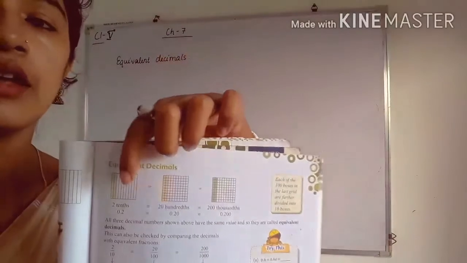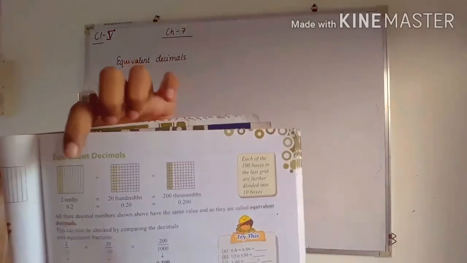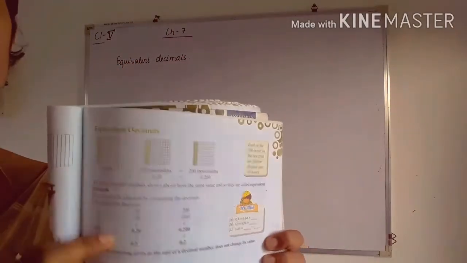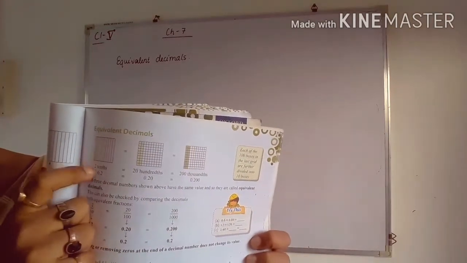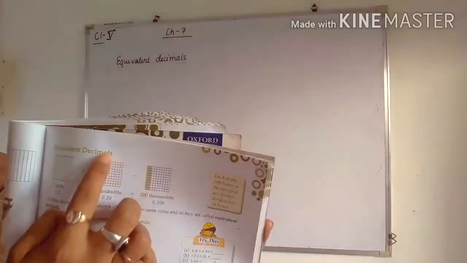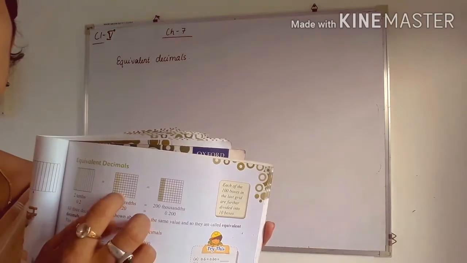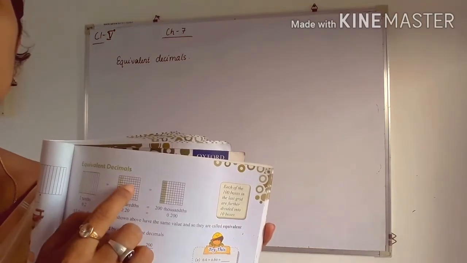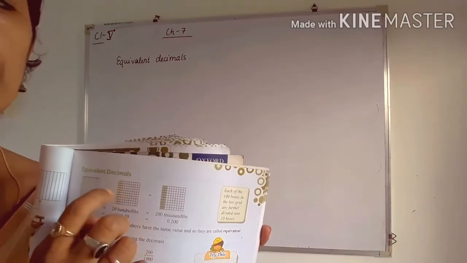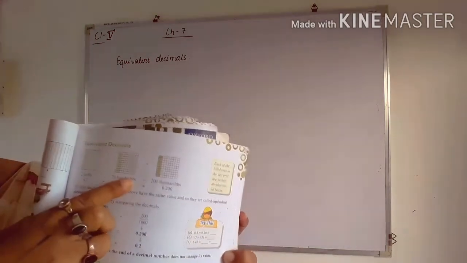You can see the first diagram, the second diagram and the third diagram. In all 3 diagrams we have shaded the same equal parts. Here, out of 10 equal parts we have shaded 2 equal parts. Similarly here, out of 100 equal parts, it is further divided into 10 equal parts. So total small boxes here are 100, and out of 100 how many boxes are colored? Yes, 20. So it is written as 20 hundredths.